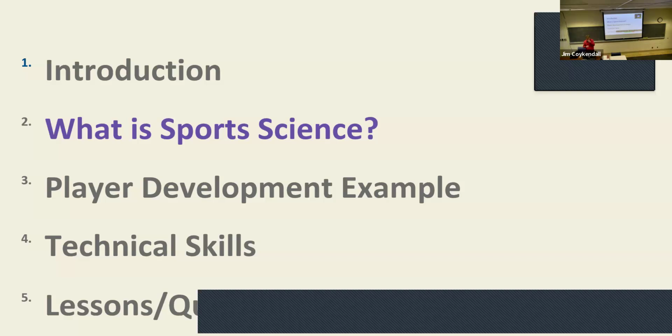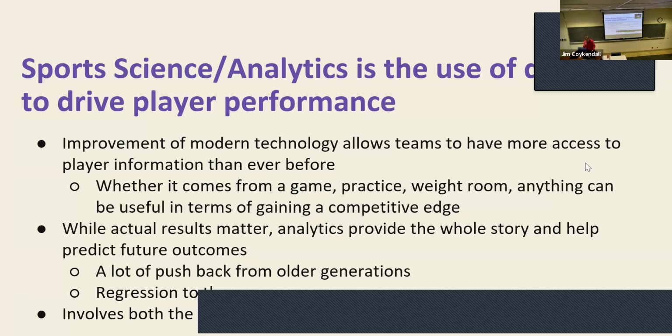So what exactly is sports science? It's a very popular field these days, and it's pretty much a generic term. So I threw my best shot at coming up with a definition of it. I said that sports science and analytics is the use of data to drive player performance, especially at the college level, where you're recruiting out of high school and you're kind of stuck with these guys for 4 years. It's not like the NFL where if a player's not performing, you can just cut them and sign a new free agent. You kind of have to maximize the talent that you already have on the roster.